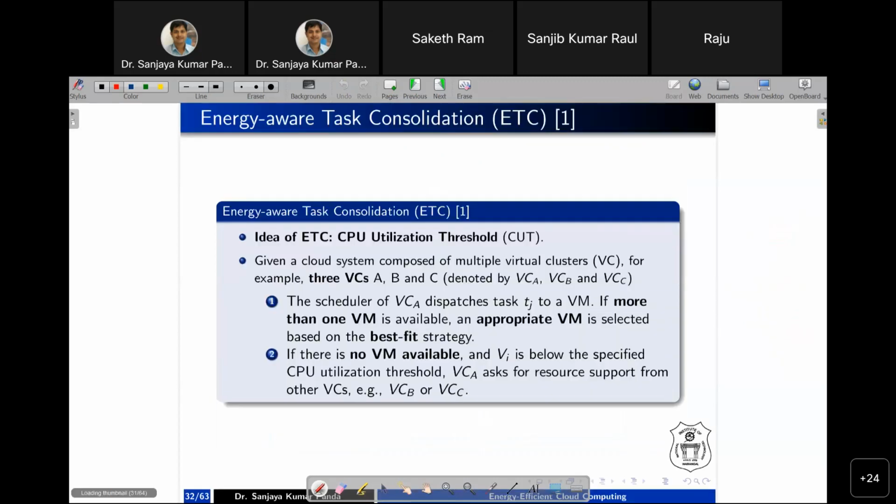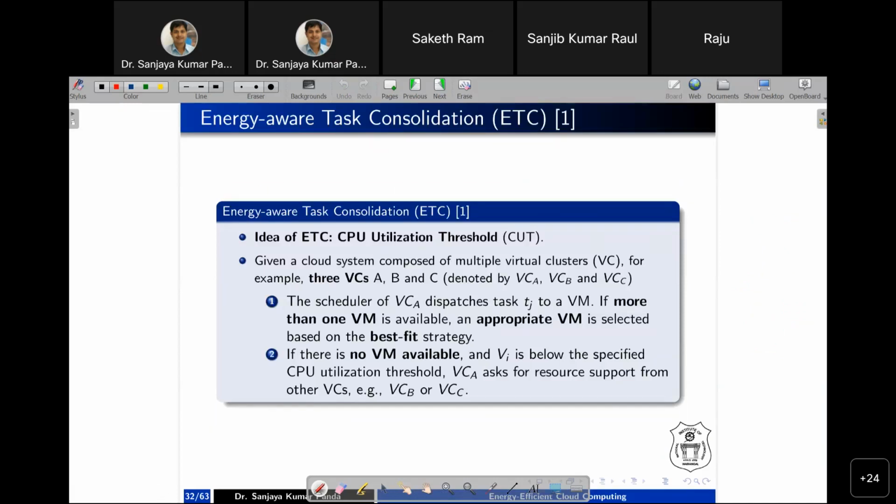There is another algorithm called ETC, the energy aware task consolidation algorithm. What it says is that in each and every machine, you have to put a particular threshold. The threshold is called CUT, the CPU utilization threshold. The threshold here is considered as 70%. It varies from one system to another system.